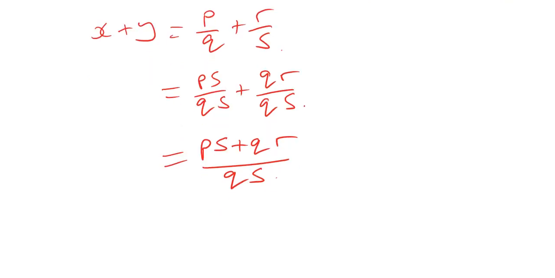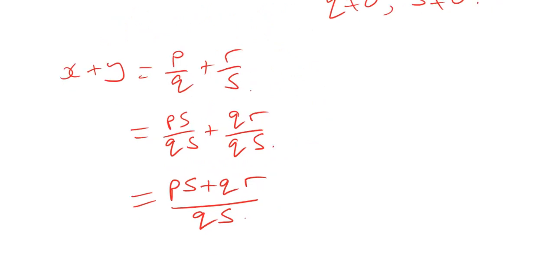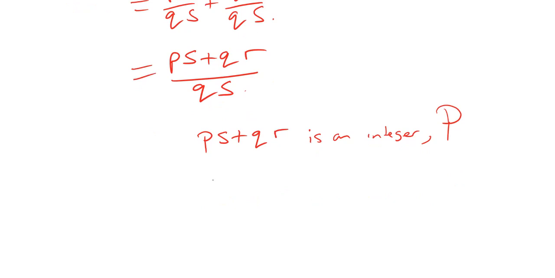Well, so what are we going to do from here? Well, we're pretty much there, aren't we? We can see that our original two rational numbers are going to come together to make another rational number. But why is that? Well, that's because ps plus qr is an integer. If p, s, q, and r are integers, then ps plus qr is going to be an integer, right? Let's call it capital P. We can also say that qs is a non-zero integer.